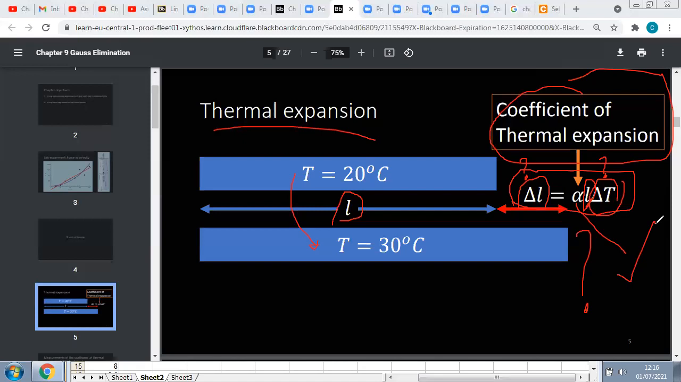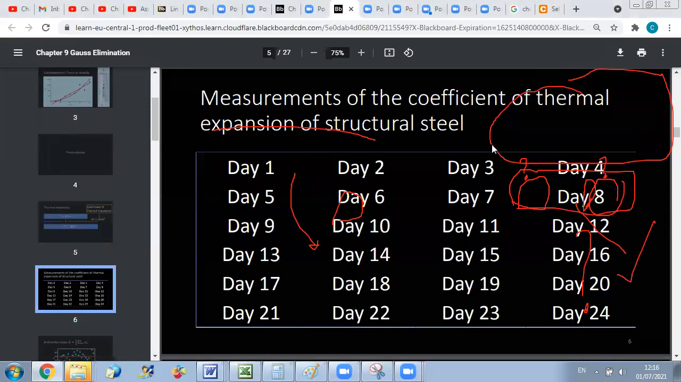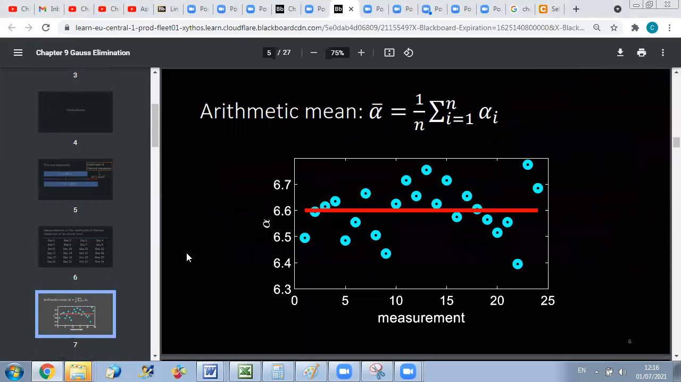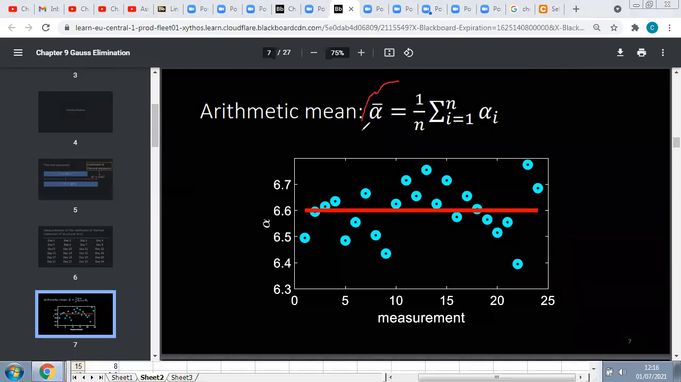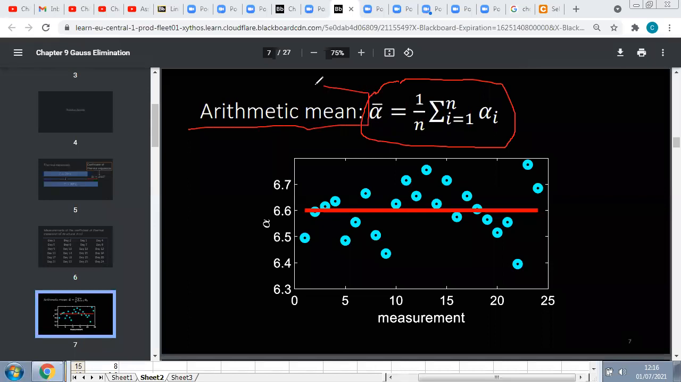And this is why I might need to repeat the experiment several times to get a certain average value for alpha. Okay? So for example, if you conduct this experiment several times on several days, then I can summarize my results by saying that I will consider all points, and I will consider that alpha can be taken as the average between these measurements, and then I consider that alpha bar is the summation from 1 to n of alpha i over n. This is the arithmetic mean, which is the average of values obtained experimentally.